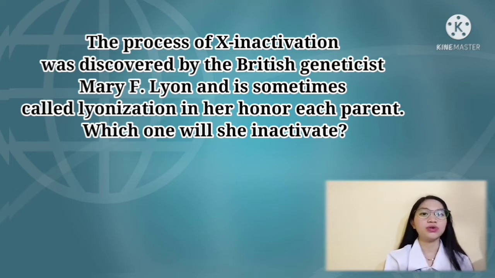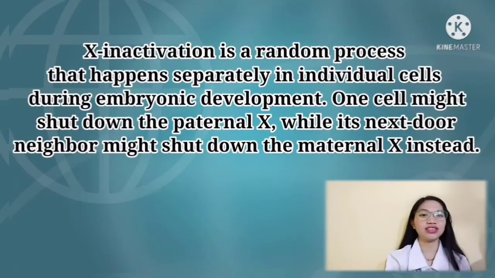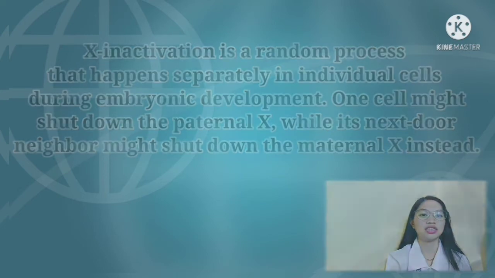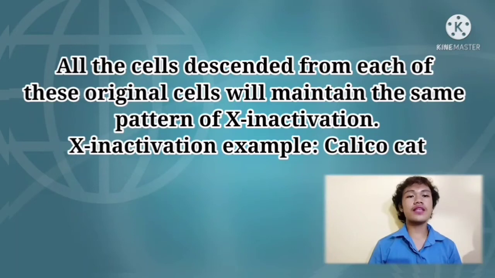Each parent contributes an X. Which one will she inactivate? X inactivation is a random process that happens separately in individual cells during embryonic development. One cell might shut down the paternal X while its next-door neighbor might shut down the maternal X instead. All the cells descended from each of these original cells would maintain the same pattern of X inactivation.